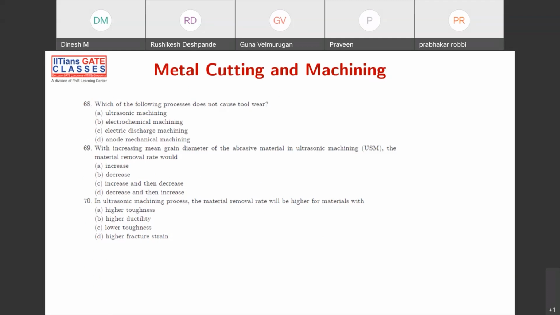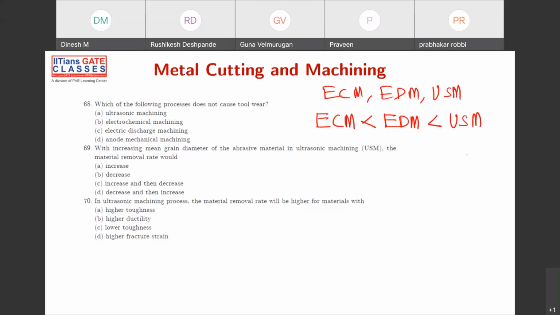So tool wear, obviously, when you're machining, when you're doing ECM, EDM, or USM, all these processes have some tool wear as well. The tool also will wear out. The tool wear will be very less in ECM, then a bit more in EDM, then it will be very high in USM.